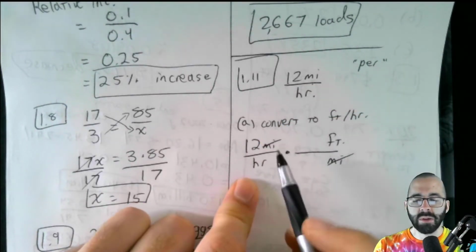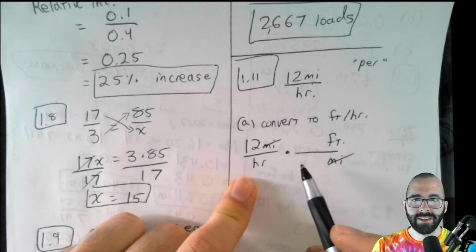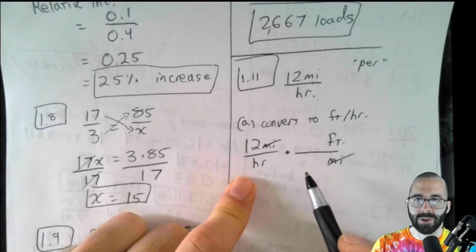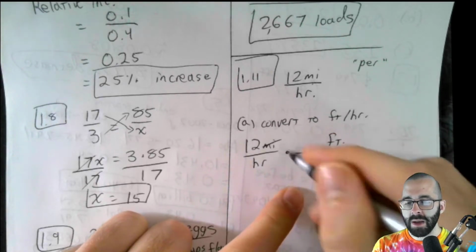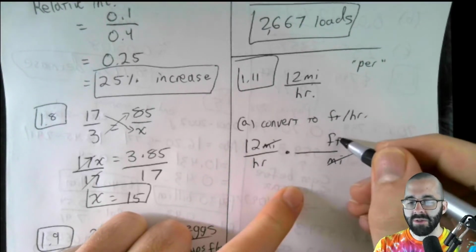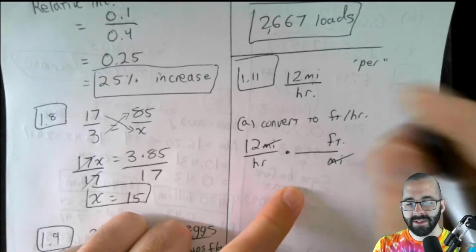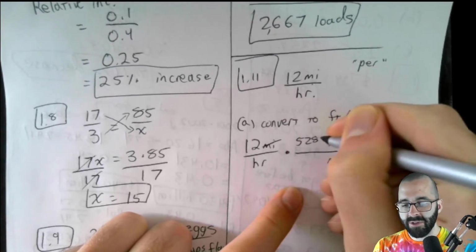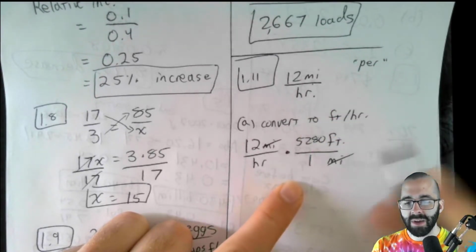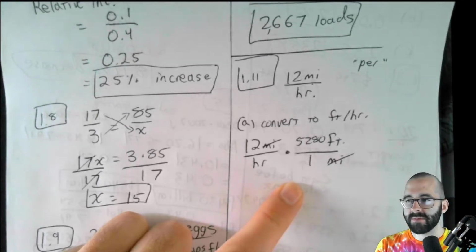But we can't just multiply by whatever we want. That's cheating, and it changes the answer. You get the wrong answer. We have to multiply by 1. So how many feet are in how many miles? And there's 5280 feet in 1 mile. So this becomes our fraction.